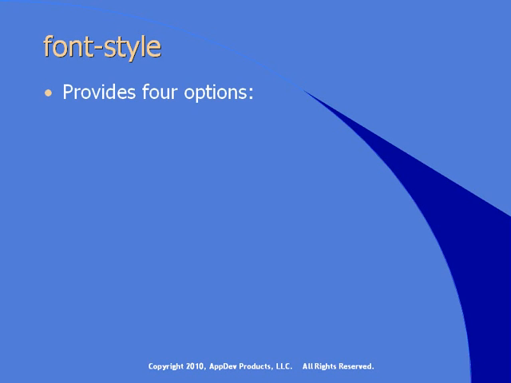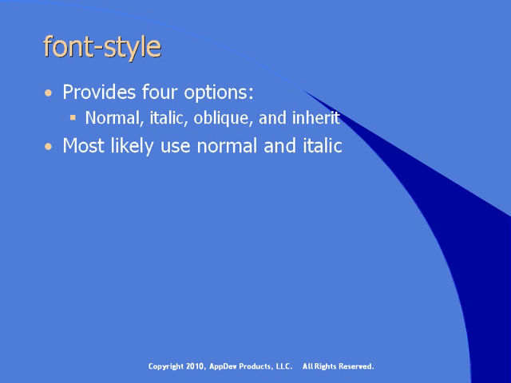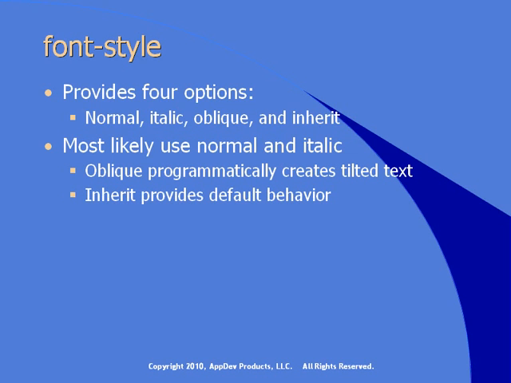The font style provides 4 different options. There's normal, italic, oblique, and inherit. You'll most likely use one of normal and italic. Oblique programmatically creates tilted text. That's useful if you want to use a font for which there isn't an italic version. They'll just tilt the thing over by moving pixels around. It never looks as good as a real italic font. Inherit provides the default behavior for the container of the current control. That is, it inherits from the parent element, and that's the default behavior.